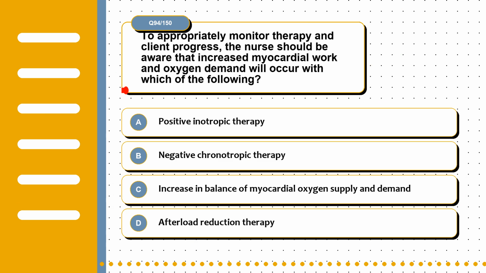Question 94. To appropriately monitor therapy and client progress, the nurse should be aware that increased myocardial work and oxygen demand will occur with which of the following? Here are the options. Option A, positive inotropic therapy. Option B, negative chronotropic therapy. Option C, increase in balance of myocardial oxygen supply and demand. Option D, afterload reduction therapy.